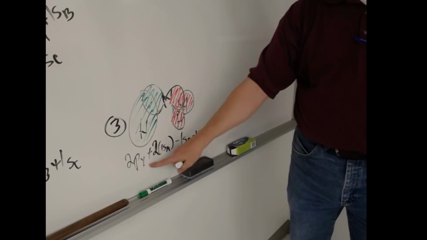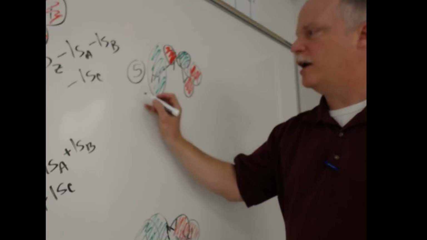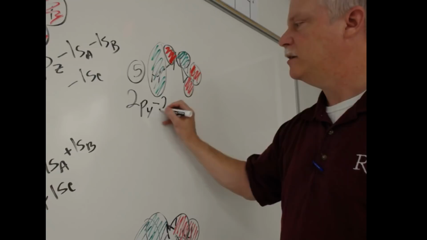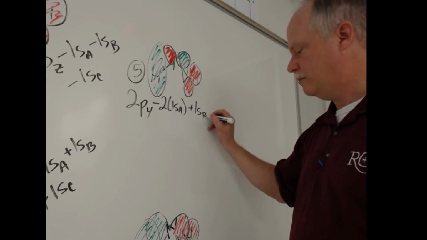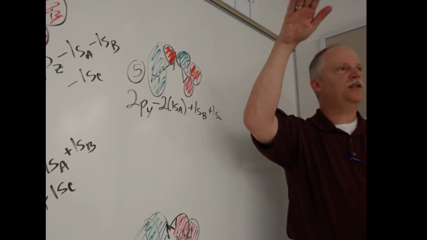What do you think this one up here is going to be? It's going to be the same shorthand, 2PY on the nitrogen minus 2 times the 1SA plus 1SB plus 1SC. So it's just plus and minus combinations that give you the jump in energy, a drop and an increase in energy.